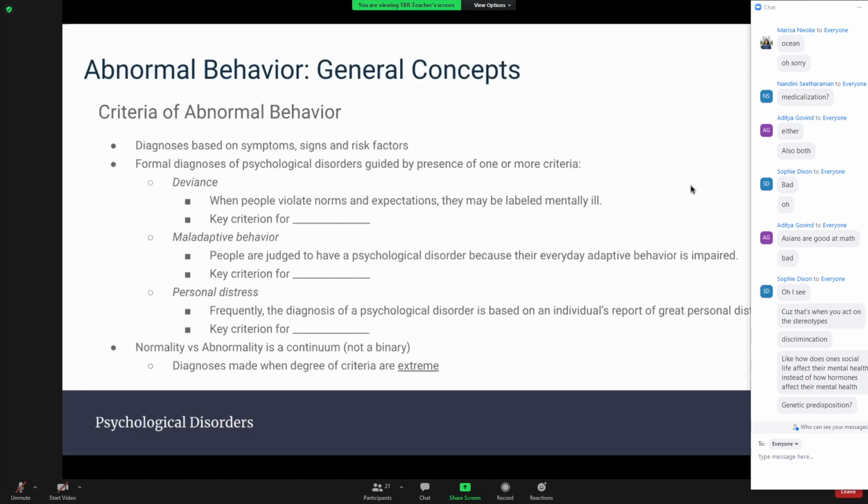So that's when people violate norms and expectations that are the society's norms and expectations, and then they go on to be labeled mentally ill. So this is a key criterion for several different types of disorders. One of the ones is transvestic fetishism disorder. Try to spell that.